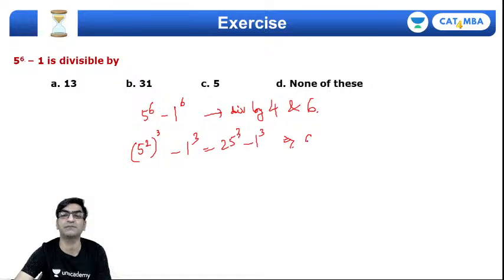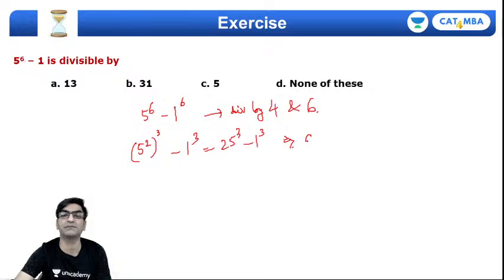Okay, how else do I write this? I can also write this as 5 cube whole square minus 1 square. I can also write it this way, right? Does that help? What is 5 cube? 125. So I'll get 125 square minus 1 square will be divisible by what? A minus b and a plus b. So it should be divisible by 125 plus 1, 126, and 125 minus 1, that's 124. Yeah, okay. Is that helpful?